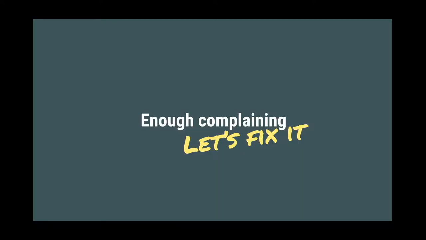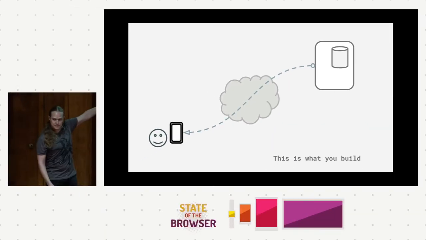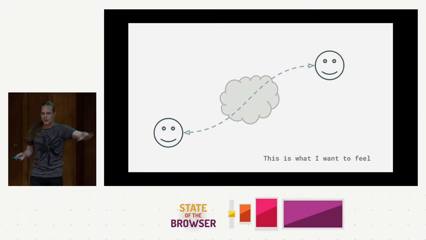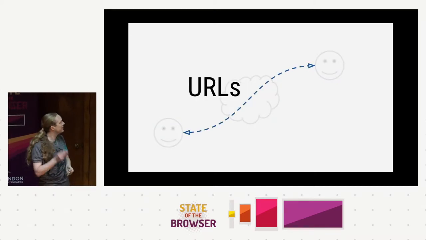Okay, but that's enough complaining. Let's see what kind of things I think we could do differently to fix this. If this is what you're building, our enterprise diagram, this is what I actually want to feel. I just want to feel like I'm connecting to another person to get something done.